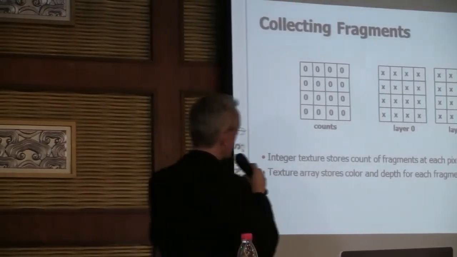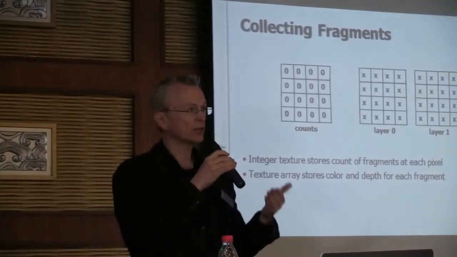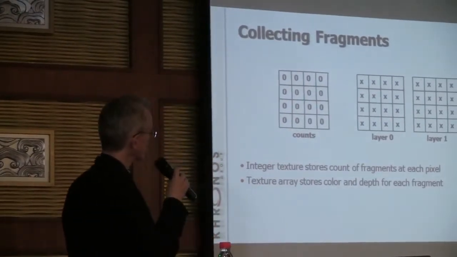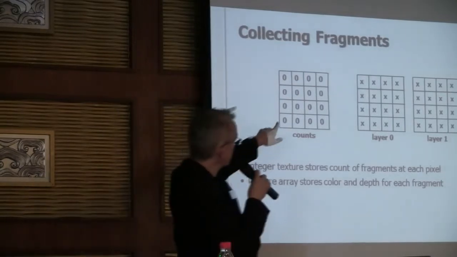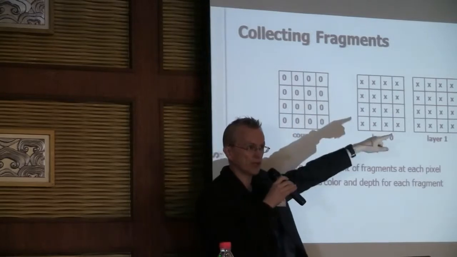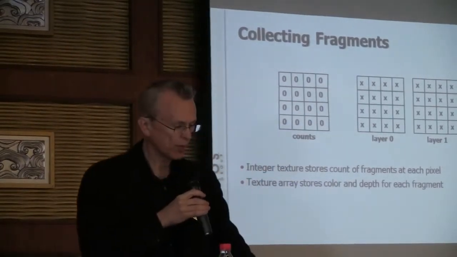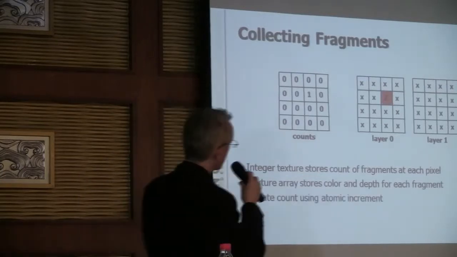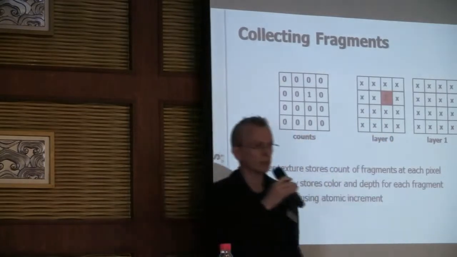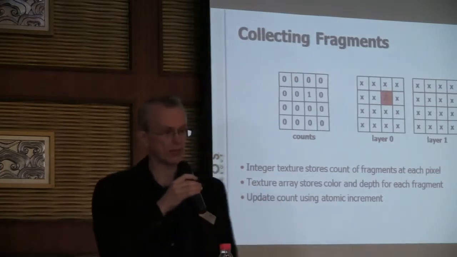So suppose I draw a triangle which covers this pixel. I can use the atomic increment capability from the new OpenGL 4.2 compute features. To read this value, it tells me there are 0 fragments at this pixel. That is, there's no information currently stored. So it gives me a 0, and it replaces the 0 with a 1. So the 0 tells me, store your color and depth in layer 0. And the count is automatically incremented to 1.